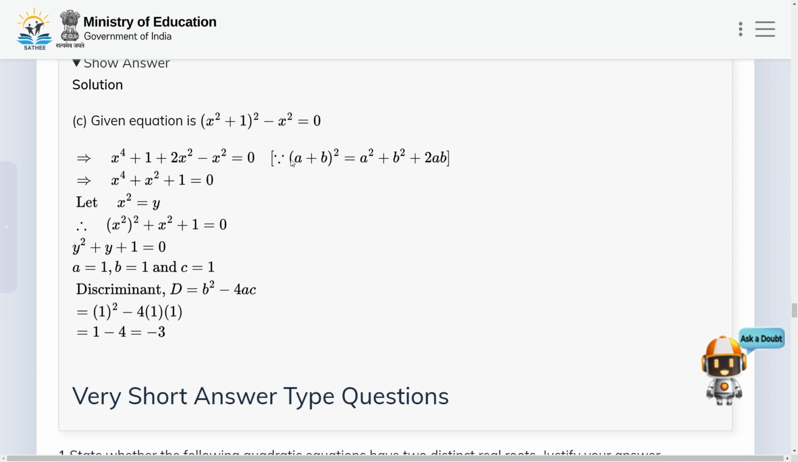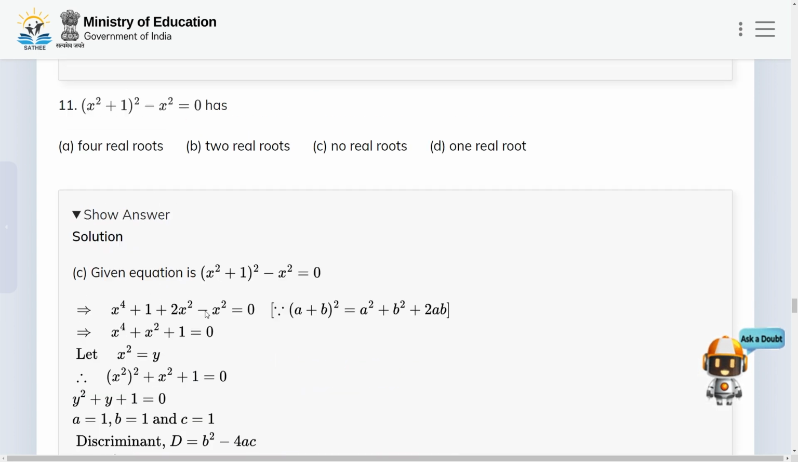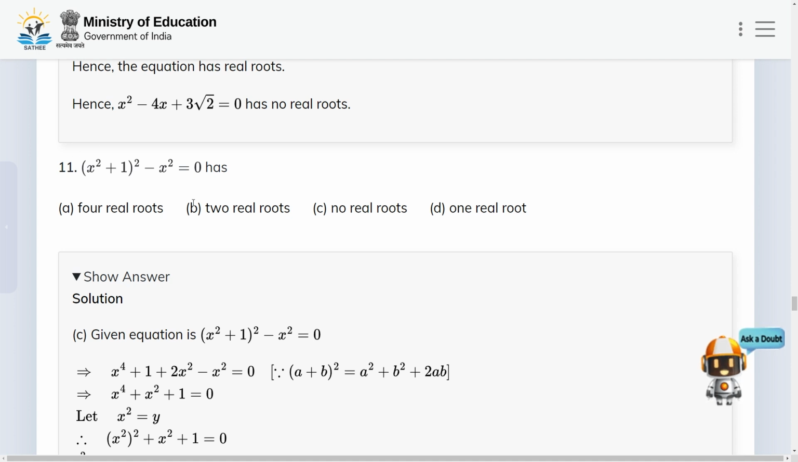Basically we use here the formula a plus b whole square equals a square plus 2ab plus b square. It implies x to the power 4 plus x square plus 1 equals 0. Now if we let x square be y, then x square whole square plus x square plus 1 equals 0, and it implies y square plus y plus 1 equals 0. Here a is 1, b is 1, and c is equal to 1. The discriminant d is b square minus 4ac, so this is 1 square minus 4 times 1 times 1, that is 1 minus 4, that is minus 3, and the discriminant is less than 0. So this equation has no real roots. So here option number C is the correct answer.